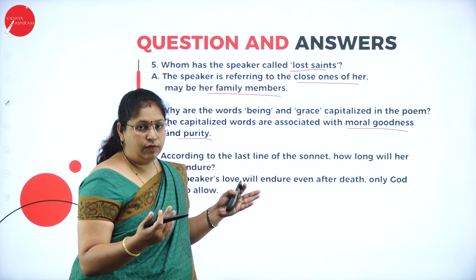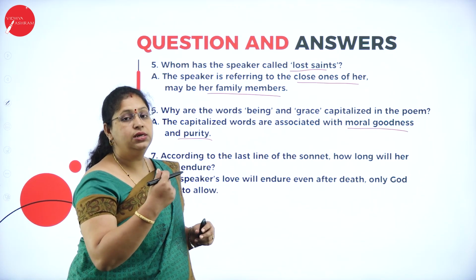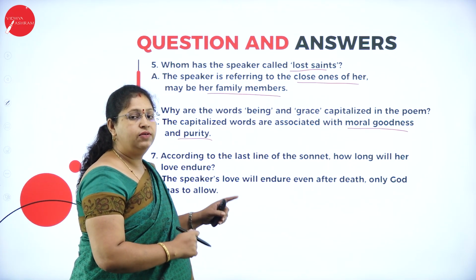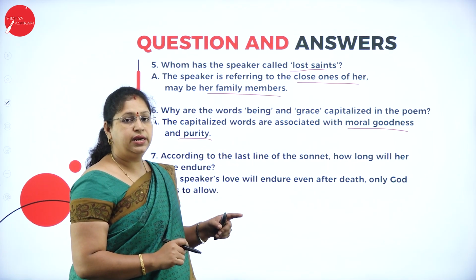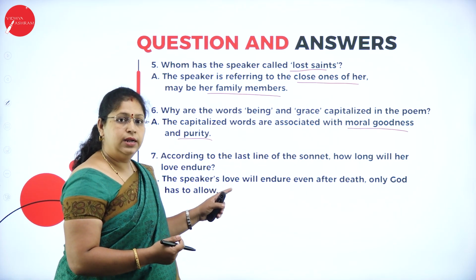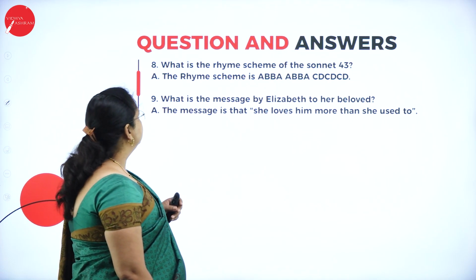So, now who is the ultimate? God is the ultimate. So, she gives it to the hands of God that He should allow her to love even after death. But she is always ready to love her husband even after death. Okay. These are a few of the questions and answers.